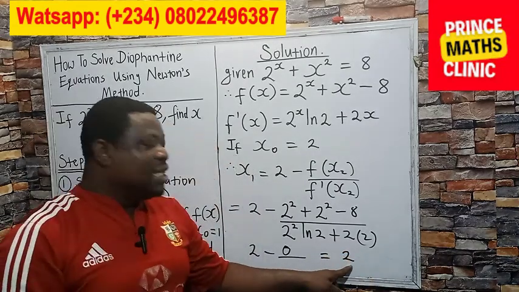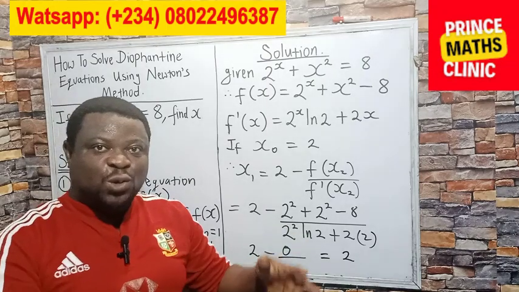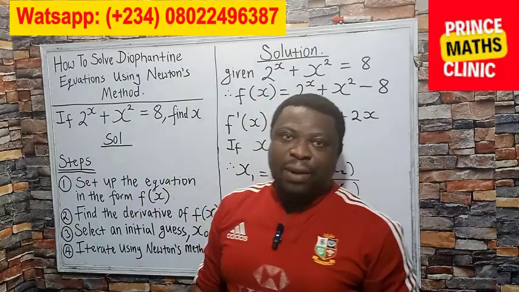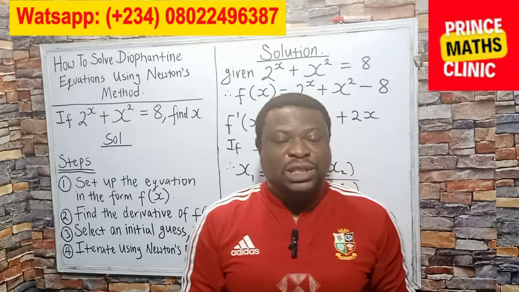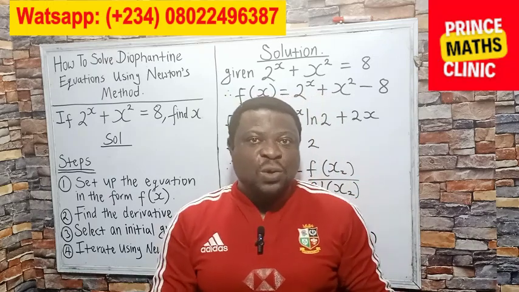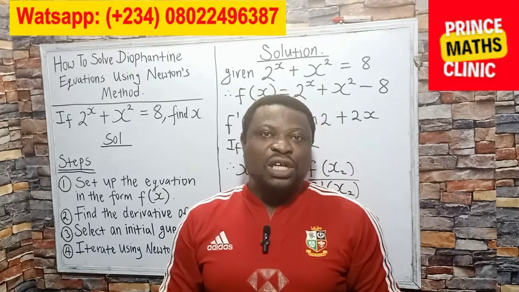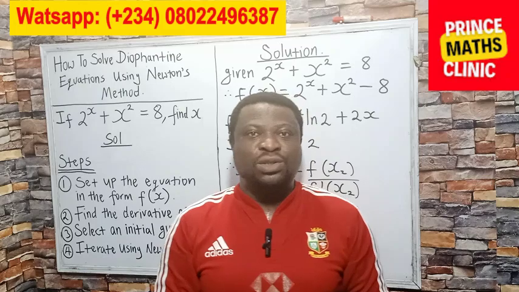So you can see that iterating for the second time gives us the exact value of 2, which is the solution to this particular problem. So I would advise you to pause this video, look at the solution critically so that you can understand how to use the Newton approach to solve Diophantine equations.